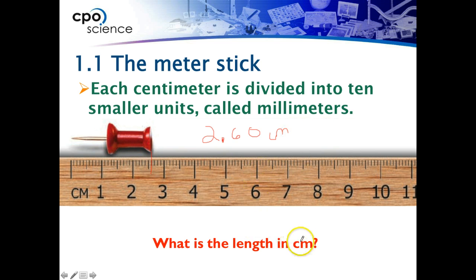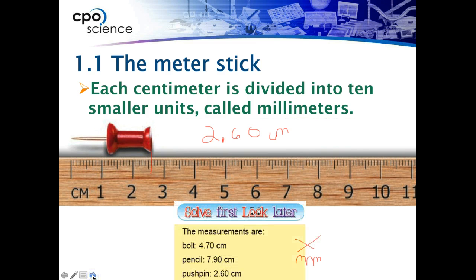Now, what if instead of asking for the length in centimeters, it asked for the length in millimeters? Well, I know that there are 10 here, there are 20 here, and there are 6 there. So it would be 26 millimeters. Okay, and it looks like we were pretty close.